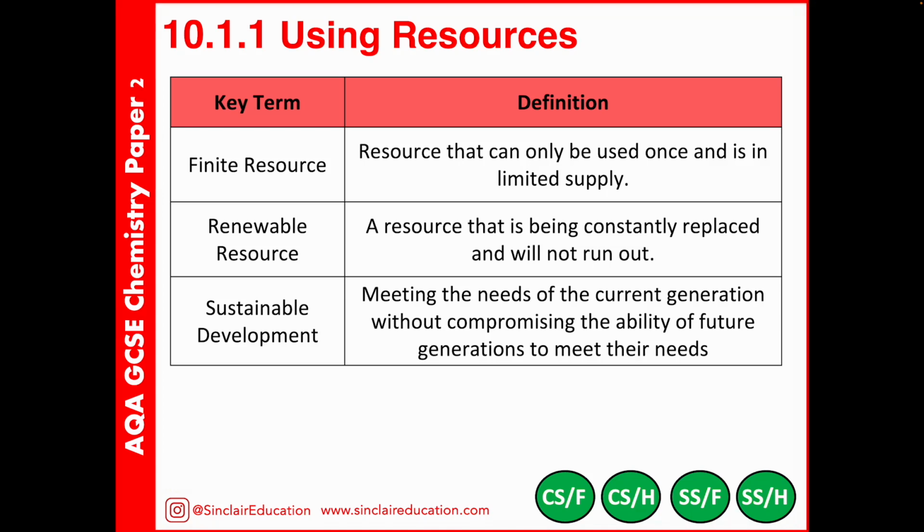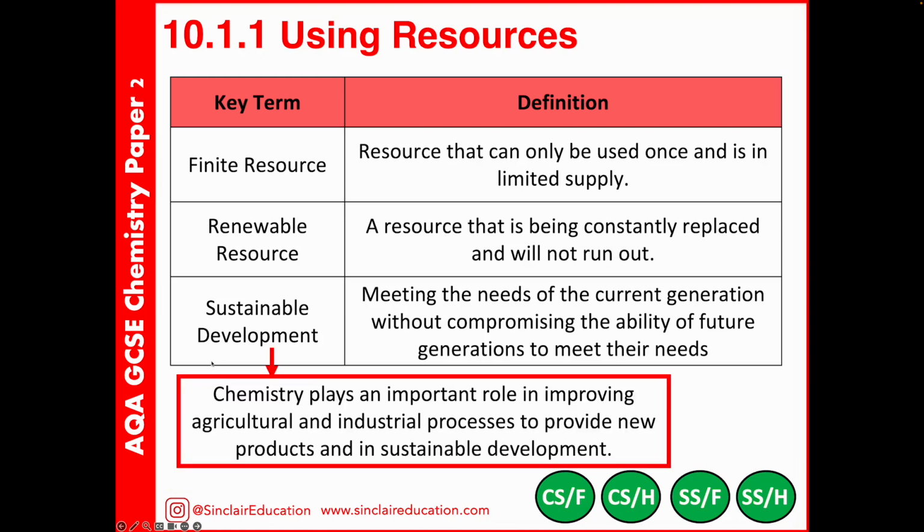If something is unsustainable, this is a big underlying principle: things are going to run out. At some point in the future, it won't be available, and therefore future generations can't meet their needs. So a lot of what we'll look at within this topic is around sustainable development and how we can work towards this. And it's where chemistry really comes in, because chemistry itself can help improve agricultural processes, but also industrial processes that can help us move towards sustainable development.